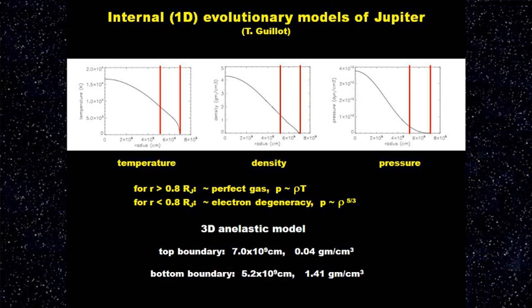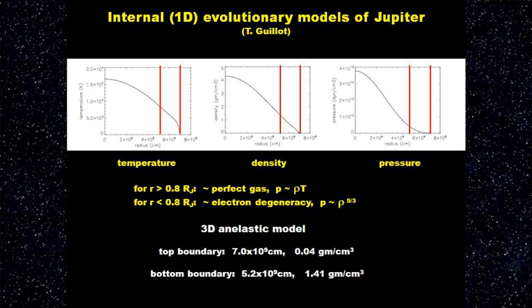Okay, now I want to talk about a three-dimensional model. Actually a couple, one for Jupiter, one for Saturn. I start with somebody else's model. The word model means a lot of different things to different people. And this is a one-dimensional evolutionary model that other people, Tristan Guillot, did. In other words, he solves for the evolution of a giant planet and tries to get it to evolve to the present state that we see, Jupiter or Saturn.